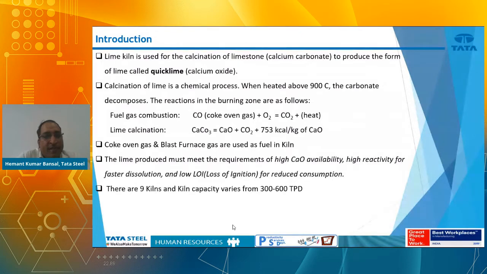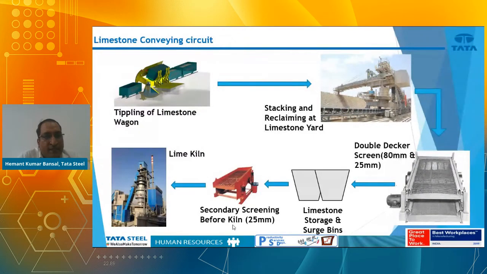The lime plant has 9 kilns, and kiln capacity varies from 300 to 600 tons per day. So this is the conveying circuit. There is a tippler where wagons are tippled, and the material is then transferred to the storage yard. In the storage yard there is one stacker and reclaimer. From there, limestone is reclaimed and sent to the double deck screen. Material below 25 is undersized, and material above 80 is oversized. In-between material is sent further to storage and surge bins.